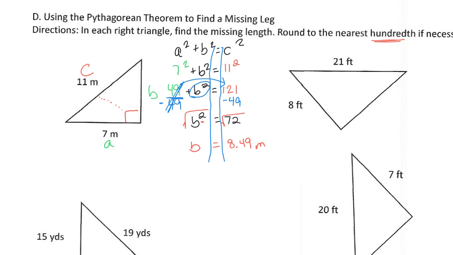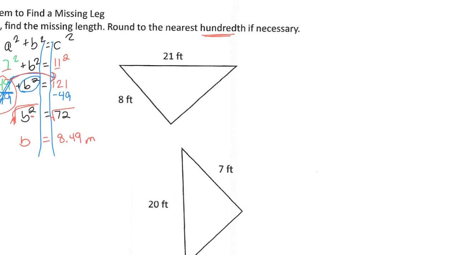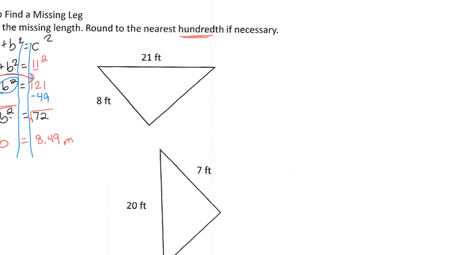Okay. So we evaluated what 7 squared was and 11 squared. We got rid of the 7 squared by moving it to the other side, by doing the opposite operation. Then we took the square root of both sides, and that's how we got the answer. So let's do one more together. And we're almost done, I promise.